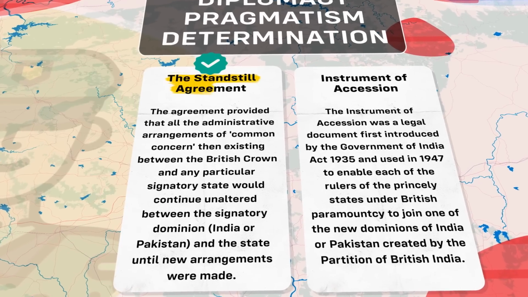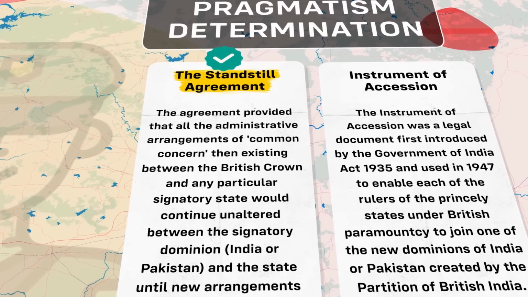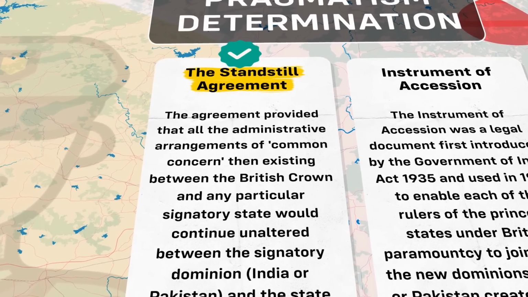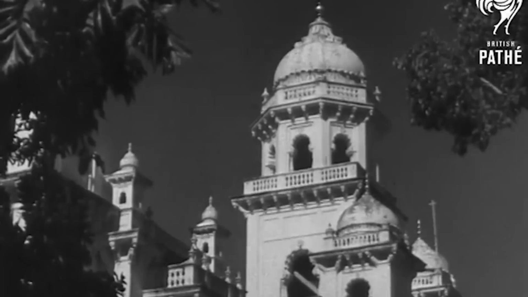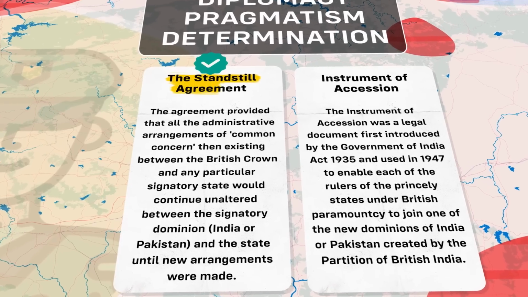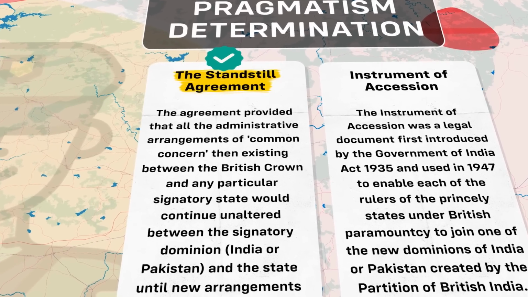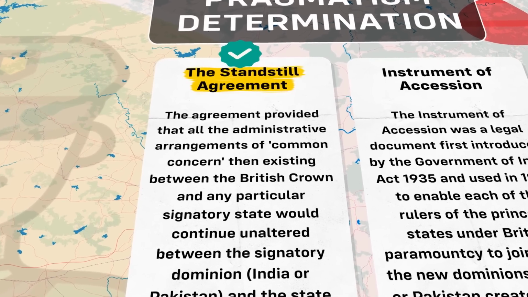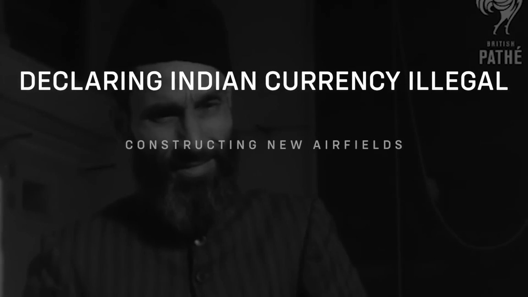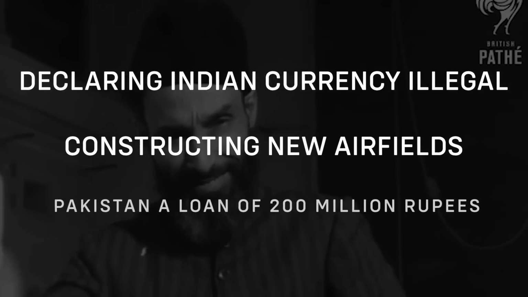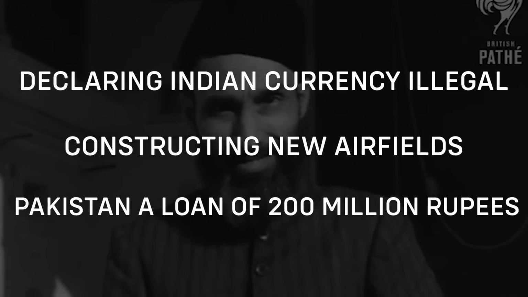India, aiming for a peaceful resolution, signed a standstill agreement with Hyderabad, intending to use this time to bring the state closer into its orbit. However, the Nizam exploited this period to strengthen his position, hoping to build a case for independence. Shortly after signing the agreement, the Nizam's government took steps toward asserting independence from India by declaring Indian currency illegal, constructing new airfields, and granting Pakistan a loan of 200 million rupees.